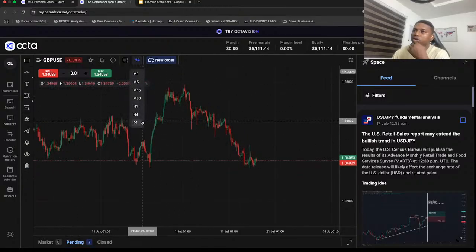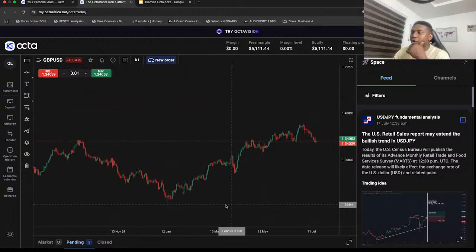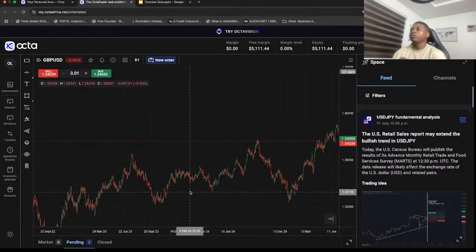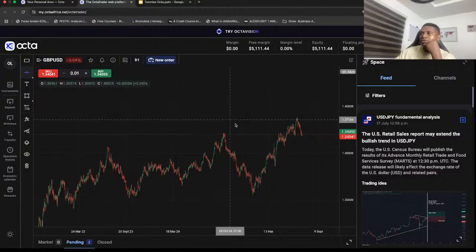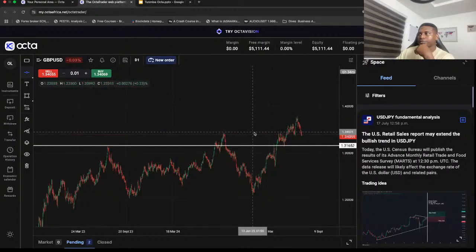So now we go straight to the daily time frame. Why the daily time frame is important is so that we can explore market structure, chart patterns, and more. So let's map out key levels of support and resistance.